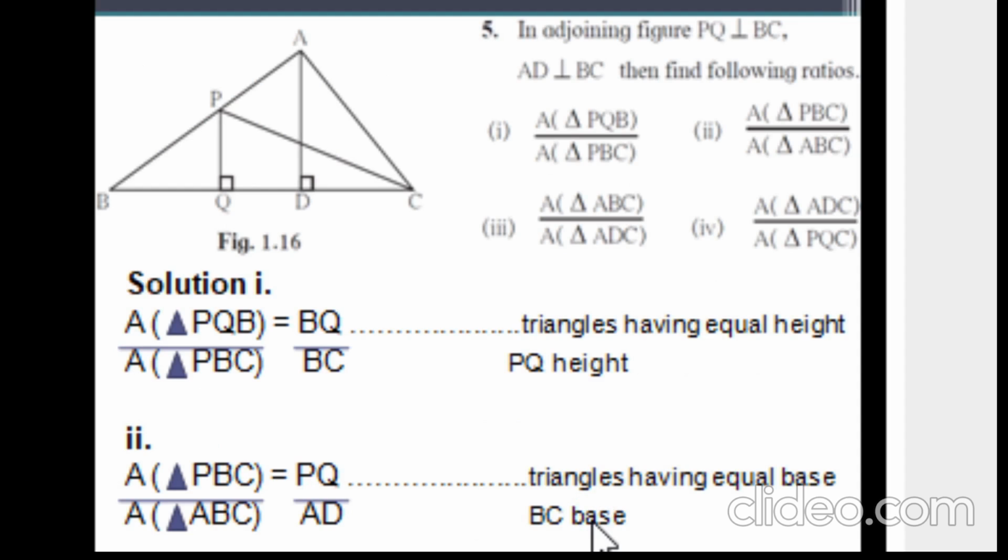This is the last question of the practice set 1.1, where you have been given four triangles: ABC, ADC, PQC and PQB. PQ is perpendicular to BC, AD is perpendicular to BC. You have to find out the following ratios. First is area of triangle PQB upon area of triangle PBC.